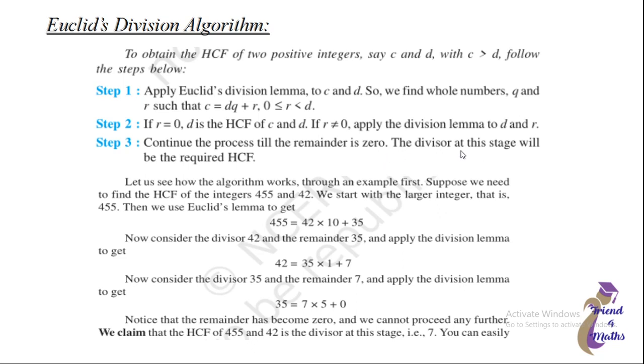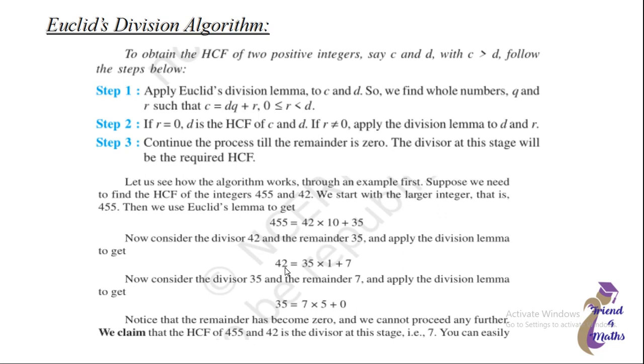And the divisor at the last stage, where the remainder is equal to 0, will be the HCF of the two numbers. We can go through the steps. Here is an example taking these two numbers 455 and 42. Taking a as 455 and b as 42, 10 will be the quotient and the remainder 35. 35 is not equal to 0. So we have to apply the equation to this 35 and 42.